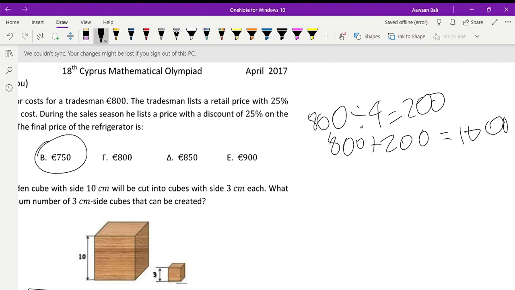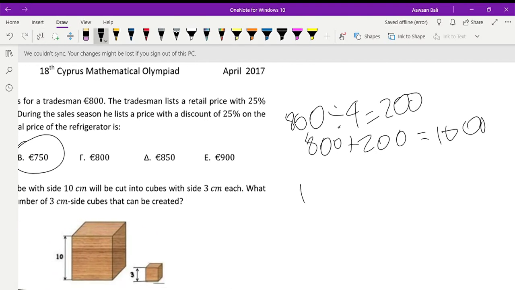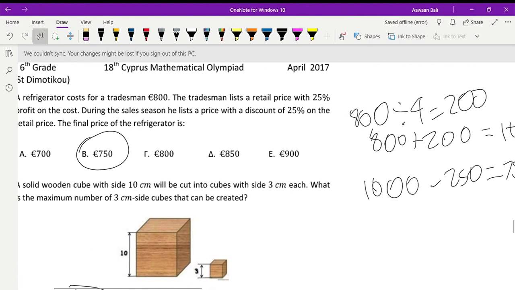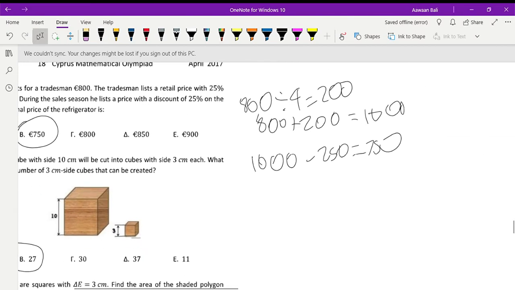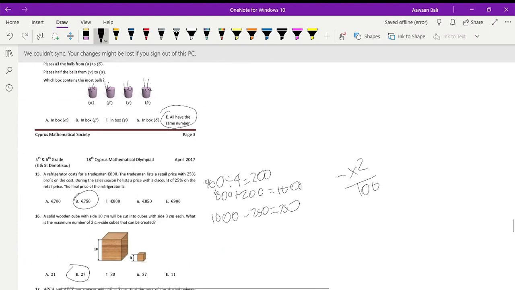Now it says a discount of 25%, which means it's less. So 25% of 1,000 is 250. So 1,000 minus 250 is 750. So €750. However, there's another way to do this using an equation: minus x squared divided by 100. Yeah, I think that's what it is.